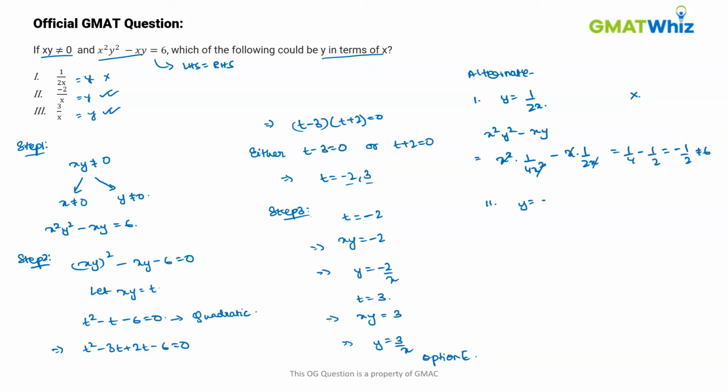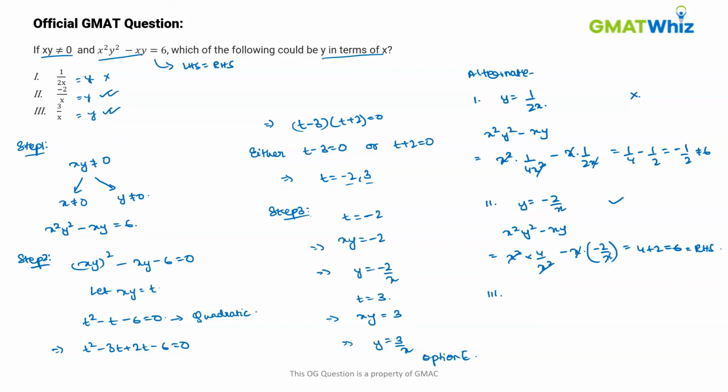Here y is equal to minus 2 by x, and we have x squared y squared minus xy. This gives us x squared times 4 by x squared minus x times minus 2 by x. If we simplify this, we get 4 plus 2, which is 6, which is equal to the right hand side. So option 2 is a valid answer.